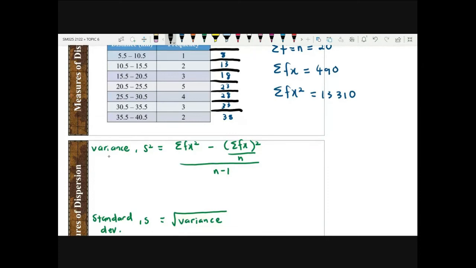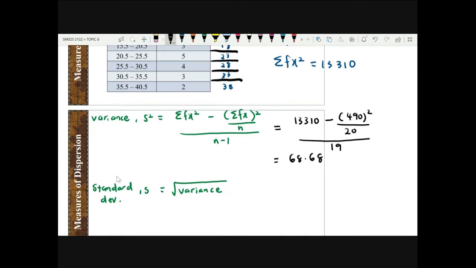Okay, so start with summation of fx squared, 13310, minus with squared of summation fx, so 490 squared, divided by our frequency just now is 20, the whole thing divided by n minus 1, so divided by 19. So here our answer should be 68.68. Double check masuk dalam calculator tu, tekan lah, make sure dapat jawapan betul.